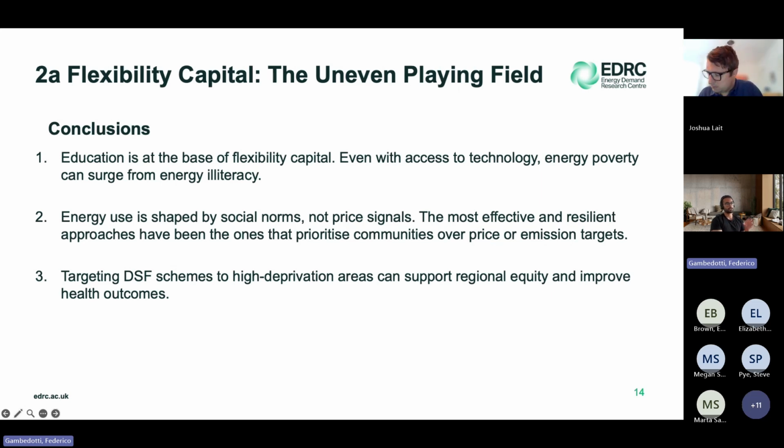Secondly, social norms should be taken into account more than price signals. Just like in the example of the heat pumps, we should make sure that everybody can integrate them into their routine rather than trying to maximize profit or savings. And then the last one is that we need to prioritize distribution as well, both from a spatial perspective, but also from a distribution across different layers of wealth.